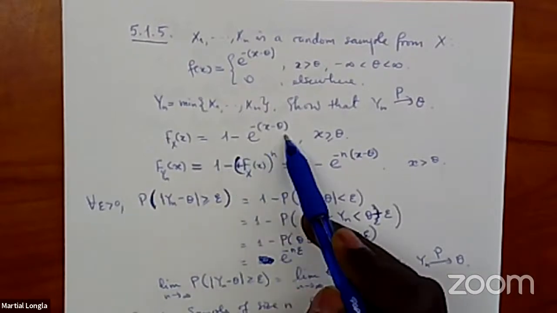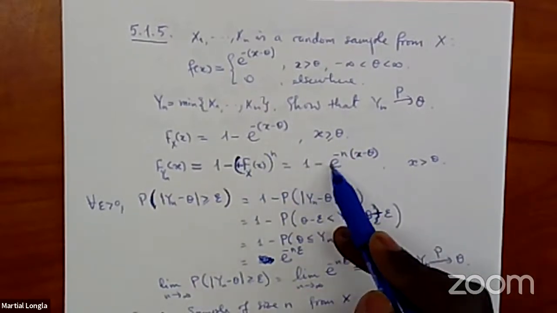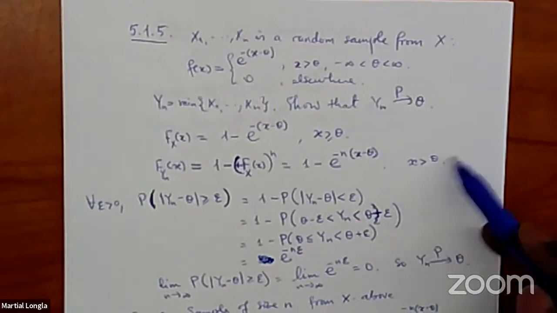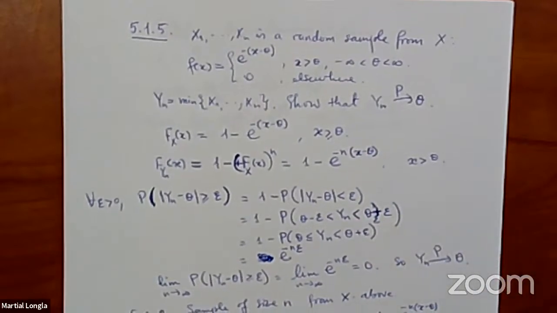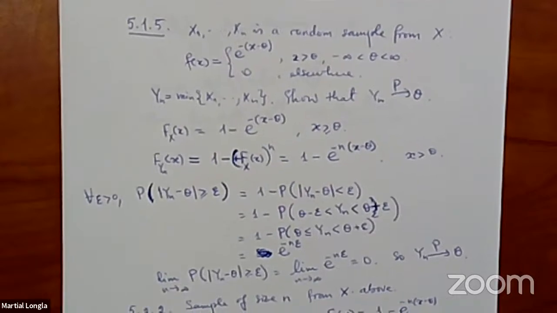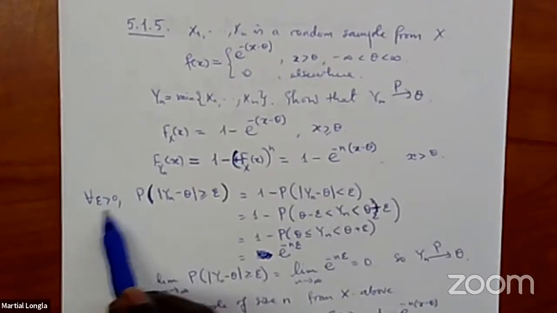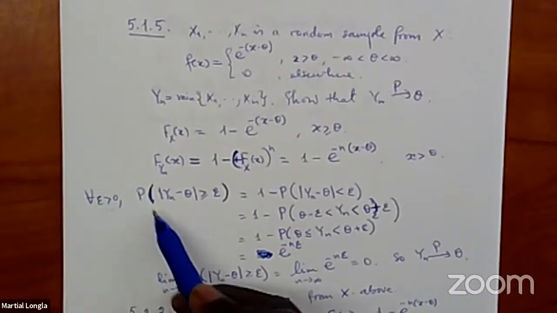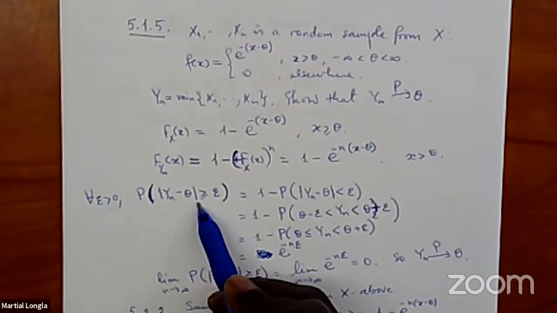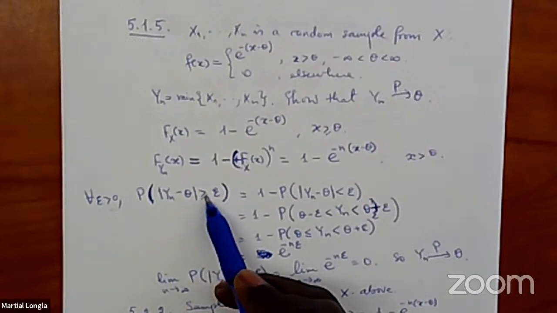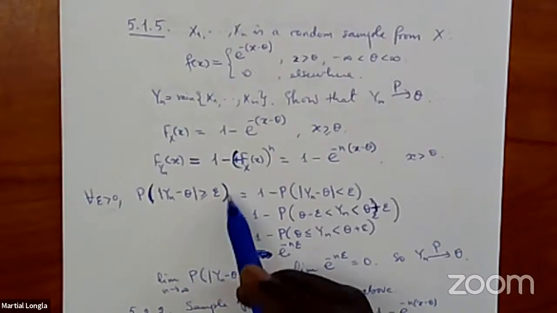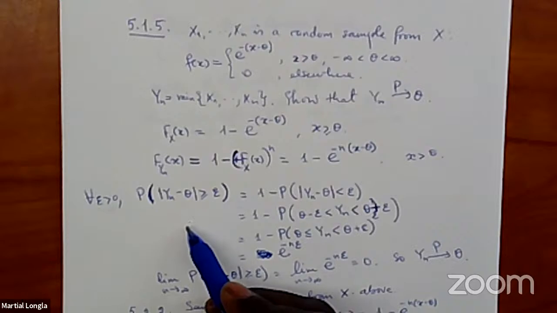And that's what we have here. It becomes 1 minus e to the negative n times (x minus theta) for x larger than theta. Now here's where we need to be very careful, as I explained last time. You are working for all epsilon larger than 0. You want to find the probability that the absolute value of Yn minus theta is larger than or equal to epsilon. If you want to flip this, it has to be strictly less than epsilon.